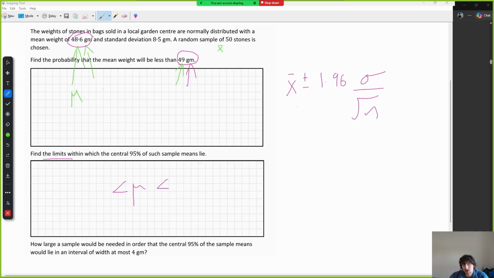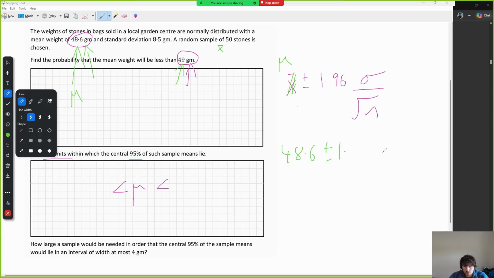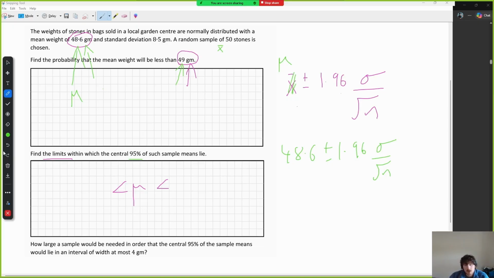Because usually you don't know the mu. So when you construct these, you're trying to work out, based on your X bar, how much above and below, an estimate of where mu is. But in this scenario, we actually know mu. So what we're going to type in for X bar will actually be the mu, okay? So hopefully that makes sense to people. It's a good question in that sense. 1.96 sigma over root n. I'll type in my sigma as well, my root n.